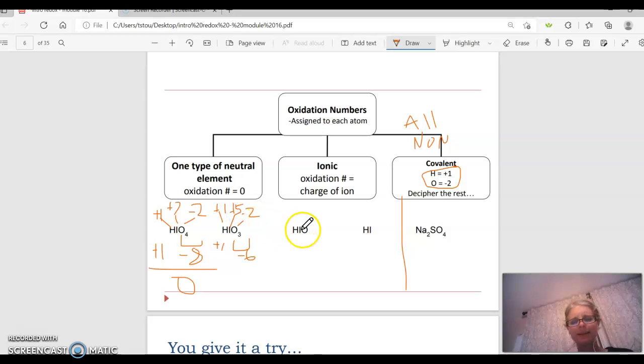Hoping you're getting the pattern here. Again, O is a -2. H is a +1. So then they all have to add up to 0. The only way that could happen is if my I is a +1 also. And last but not least, it's one of my favorite. It's the HI. H is the +1. This is actually called hydroiodic acid. And I is a -1 in order to make the H work out and add up to 0.